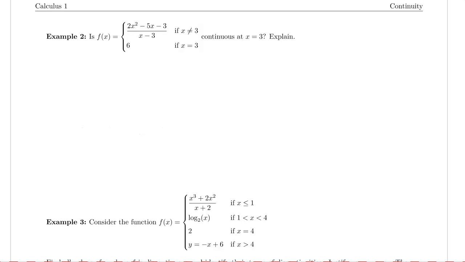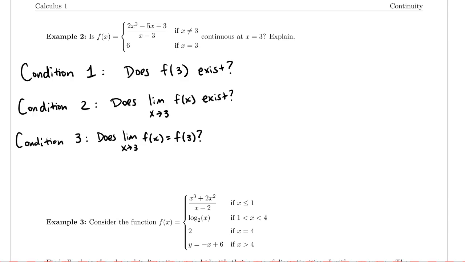Example 2 wants us to determine if f of x, defined by this piecewise function, is continuous at x equals 3. Explain. So remember from the definition of continuity, we have these three requirements or conditions, and in order for our function to be continuous at x equals 3, all three of those conditions must be satisfied. So let's go through them and check. I've written out the conditions here, and in order for this to be continuous, all three of them have to be satisfied, otherwise the function is discontinuous at x equals 3.